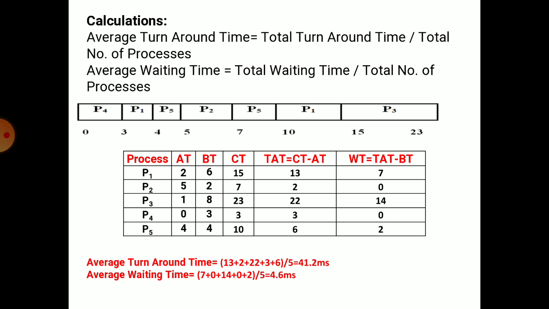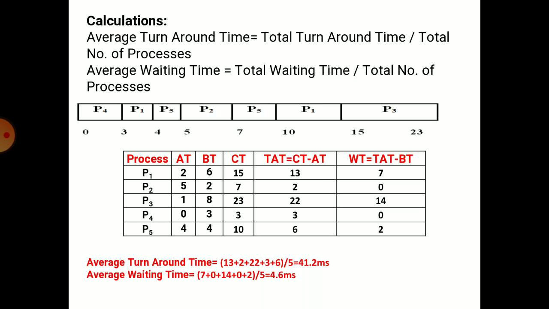Before calculating the turnaround time, we have to calculate the completion time. The completion time means when the process finishes its execution. We compare from the right-hand side, because after that the same process will not arrive again for scheduling. So P1 completes its execution at the 15th millisecond and P2 at the 7th millisecond, and similarly P3, P4 and P5 complete at 23, 3 and 10 milliseconds.